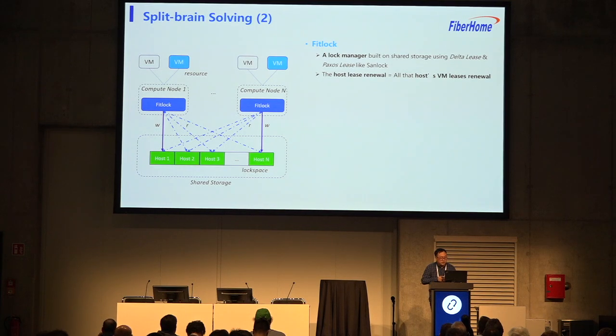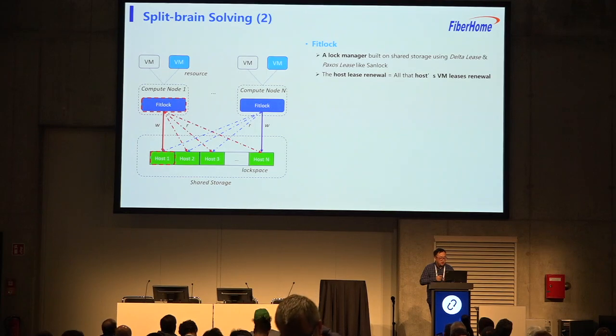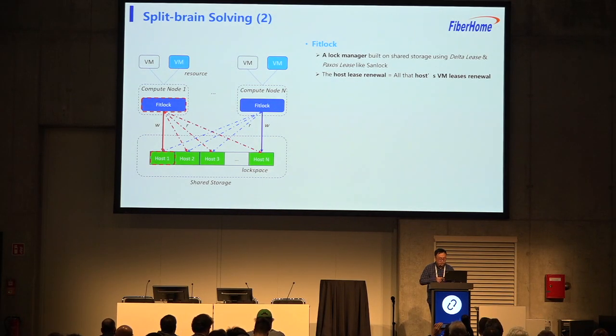Okay, on this page, let's see the principle of FitLock. FitLock is a lock manager built on shared storage, like CenLock. You can see from the graph, all hosts allocate a unique lock space on shared storage. Each host has write access to its own lock space and only has read access to the others. And each host periodically updates its own timestamp. The host lease renewal is equal to renewing all that host's VM leases.